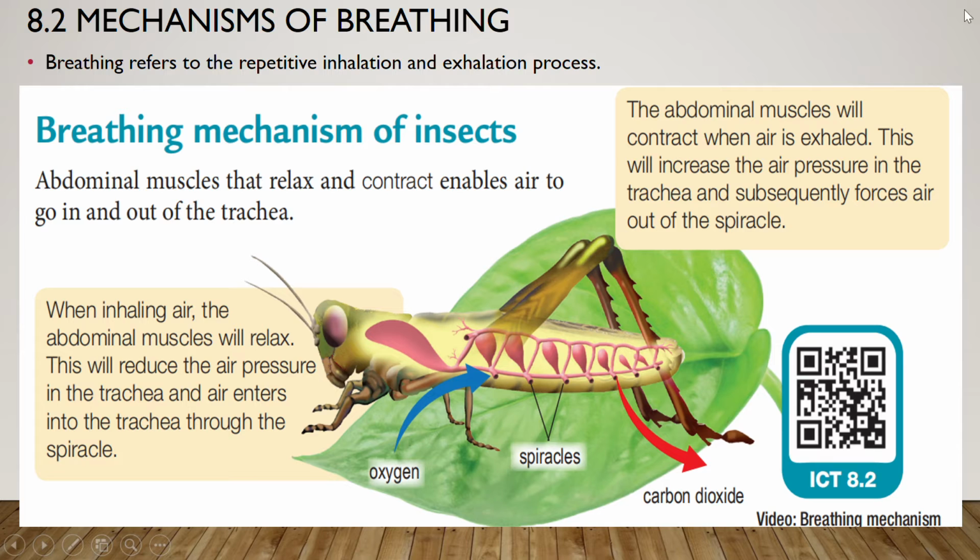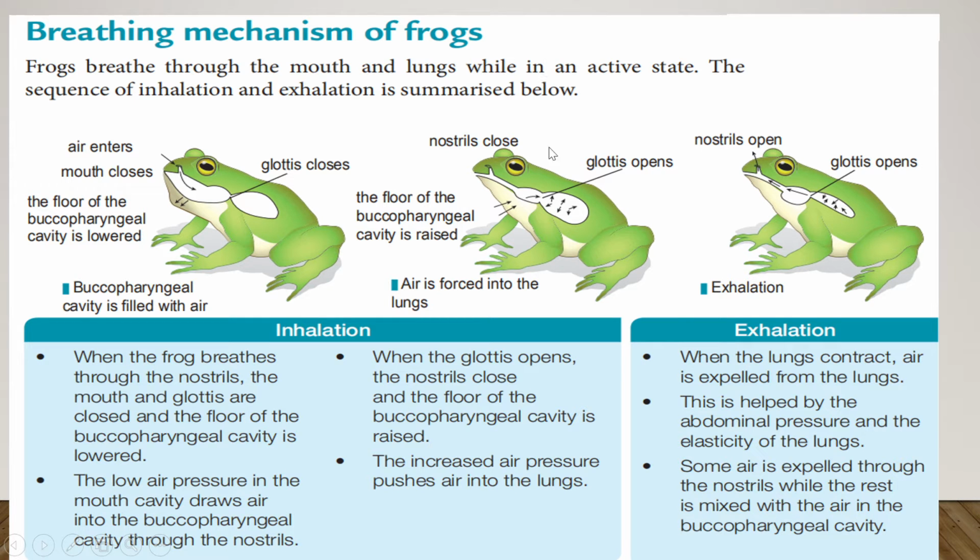So abdominal muscles will contract when the air is exhaled. This is opposite to it. What happens is that the air pressure will increase inside the trachea, and this will force the air out of the spiracle.